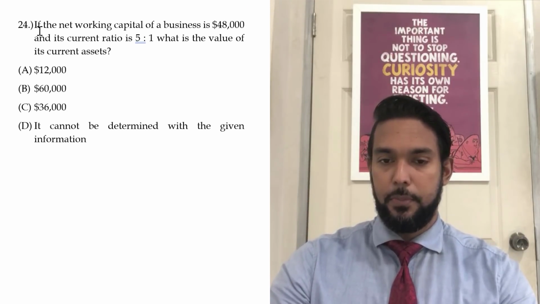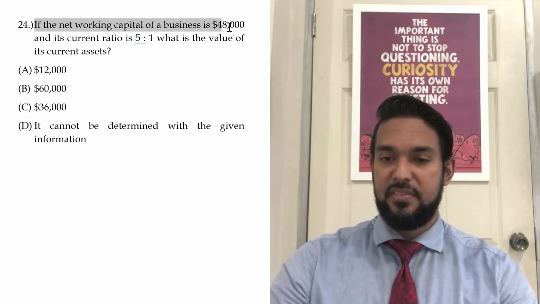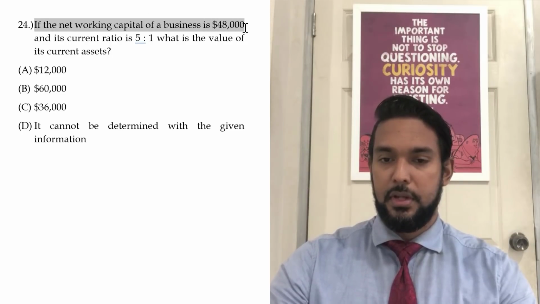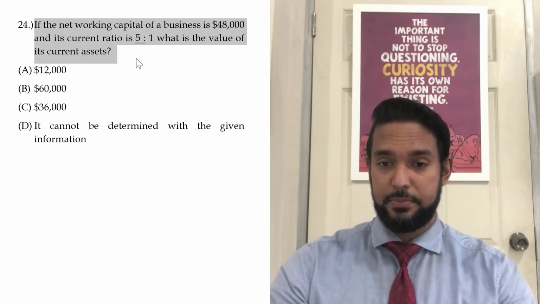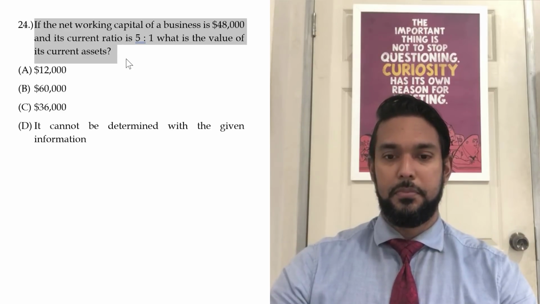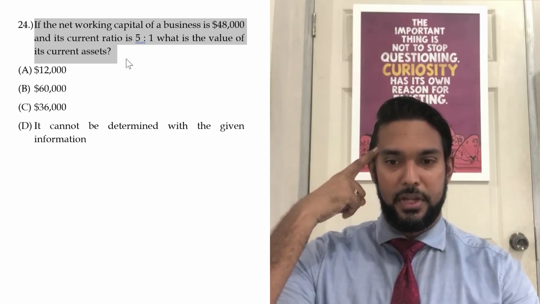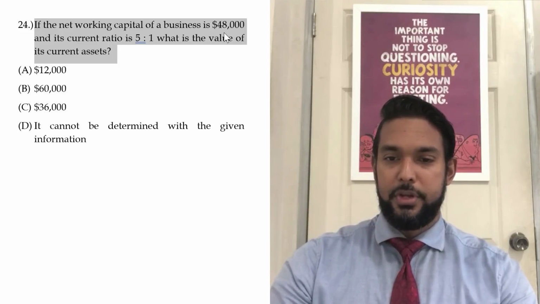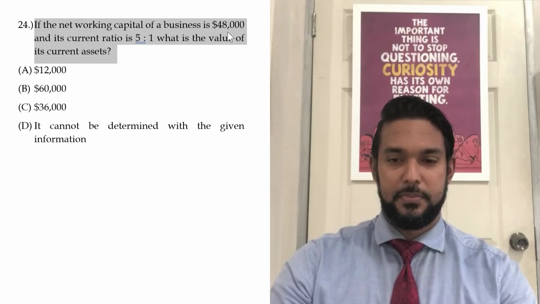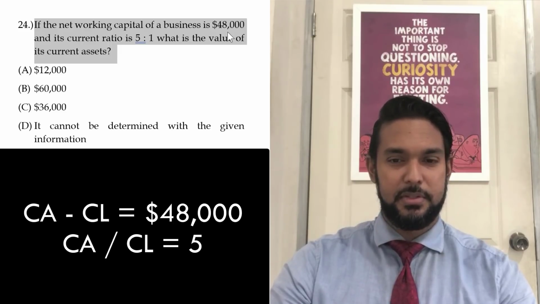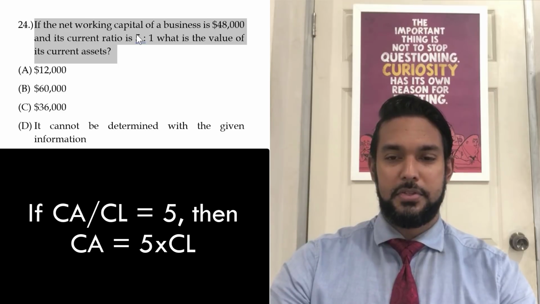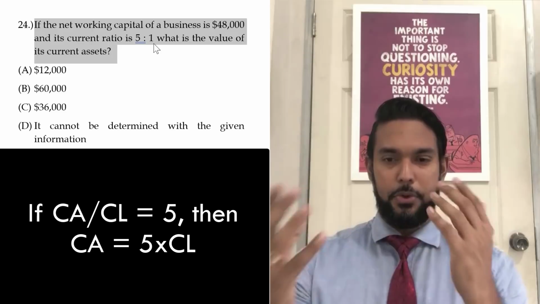Okay, question 24. If the net working capital of a business is 48,000 and its current ratio is 5 to 1, what is the value of its current assets? Ooh, this is an interesting one. So think about it. The working capital is 48. That's current assets minus current liabilities. The current ratio is 5 to 1. This is your current assets figure. This is your current liabilities. Well, the proportions.